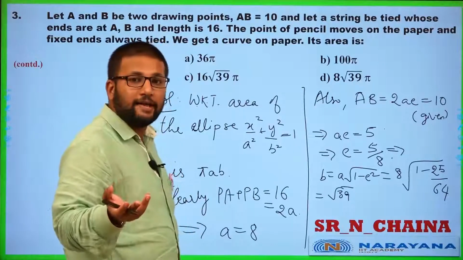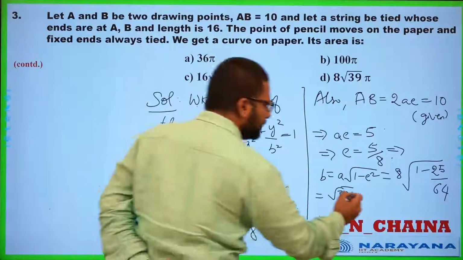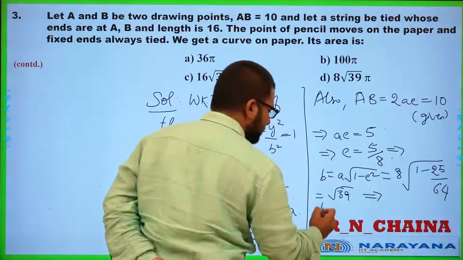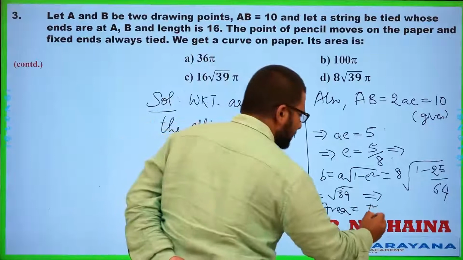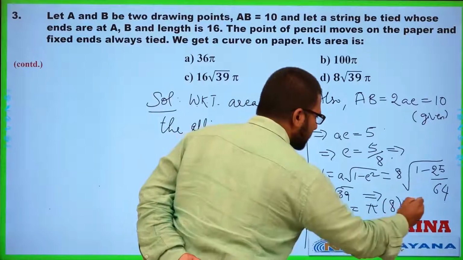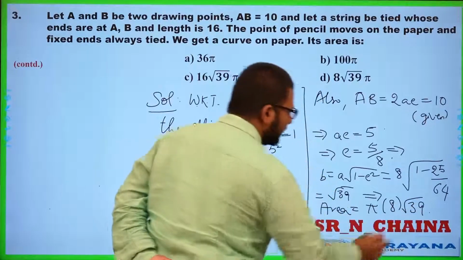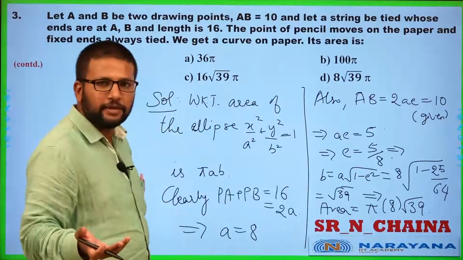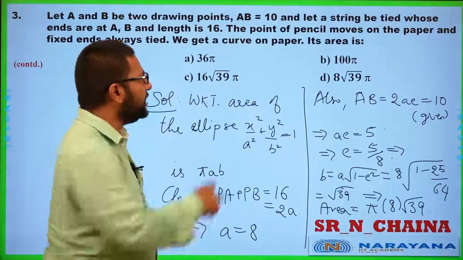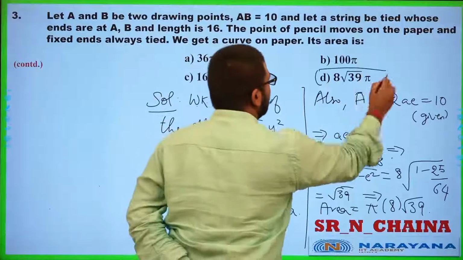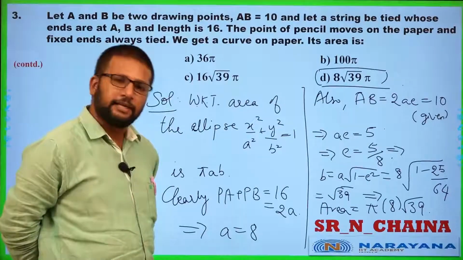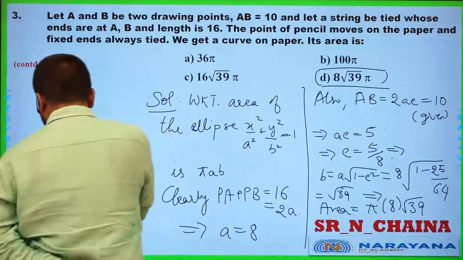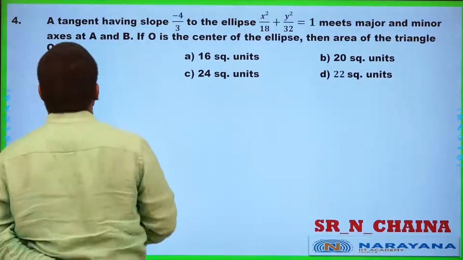All we need is the area of the ellipse, right? Which means area is, tell me, pi ab. So pi into a is 8, b is root 39. That's it. So 8 pi root 39, which is your option D. Got it? That's all. Alright. Let us proceed then.